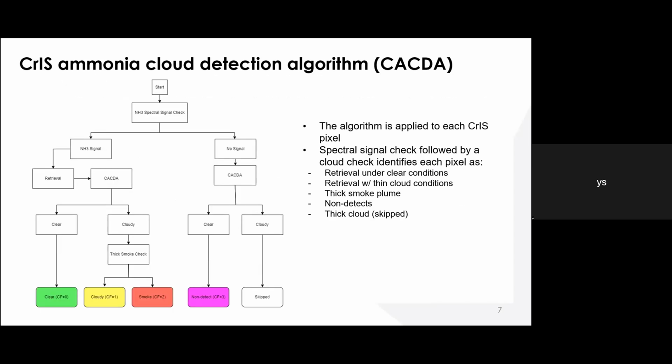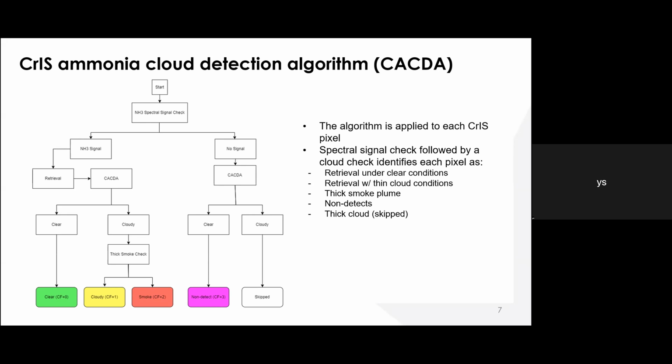Here we have a diagram to demonstrate the process that each CRIS pixel goes through to get assigned a cloud and non-detect flag. First, the pixel is checked to see if ammonia signal was detected, and if so, goes through our retrieval algorithm. After that, the pixels get run through the cloud detection algorithm, and depending on the results of that, can get assigned as clear, cloudy, smoky, non-detect, or if it's a thick cloud, it's just skipped.